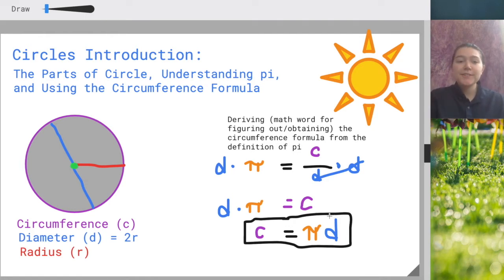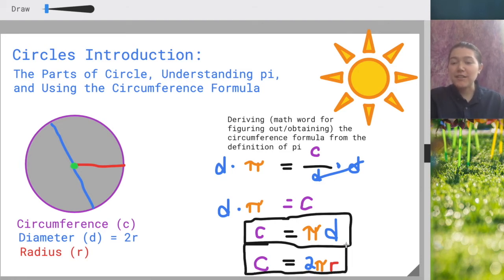Okay, there's one other version of this equation, which involves the radius. I can just replace that diameter d with 2r, 2 times r. Okay, because I know the diameter is equal to 2 times the radius. So we're going to end up using both of these equations. These are both the formula to find the circumference of a circle. Awesome, now let's look at some practice problems.